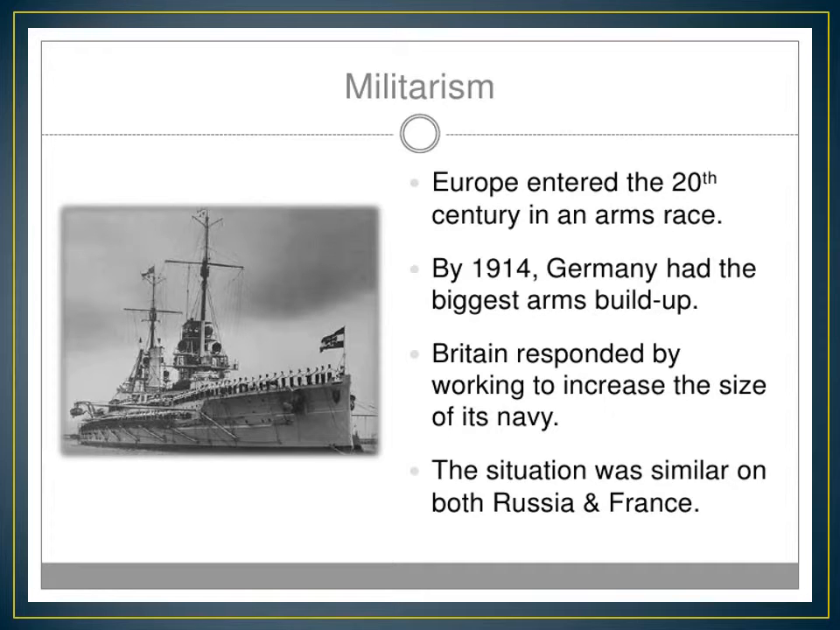So first we're looking at militarism. Europe enters the 20th century in an arms race. All the great European nations are trying to build up their military. Germany in particular wanted to have the biggest army that there was. Britain always had the strongest navy, and they continued to try to increase the size and strength of their navy. Russia and France also didn't want to fall behind here. So all these European countries are building up their military and the products of war.